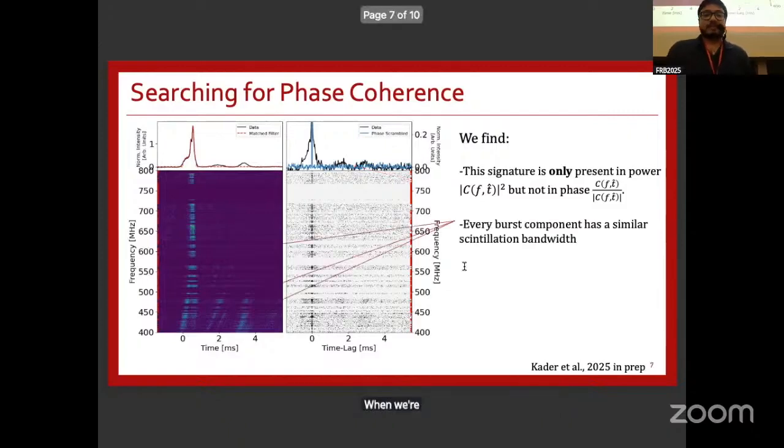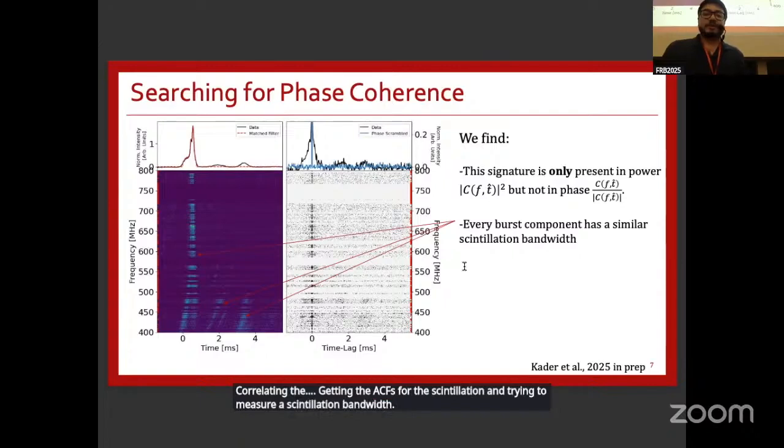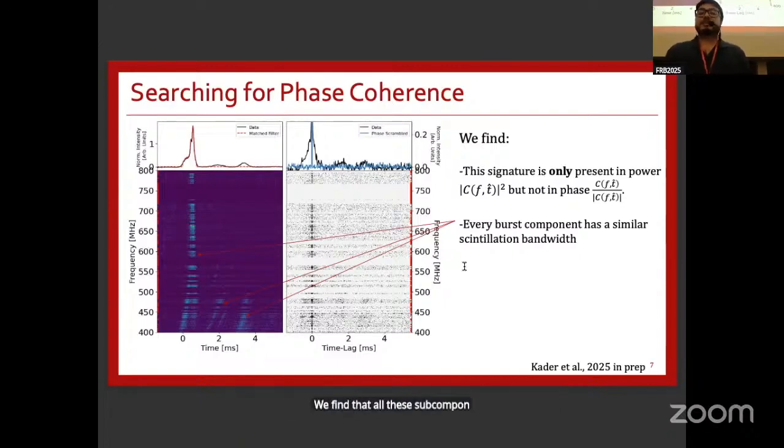When we're analyzing the intensity spectra of these bursts, correlating and getting the ACFs for the scintillation and trying to measure a scintillation bandwidth, we find that all these subcomponent bursts seem to have a similar scintillation bandwidth, which really suggests that they're all unresolved, whatever's happening, and they're all getting propagated through a similar scintillation screen.